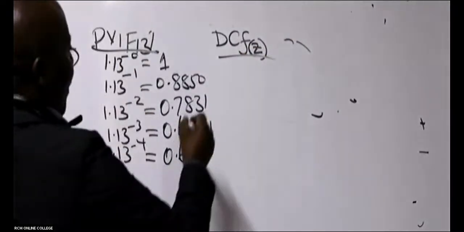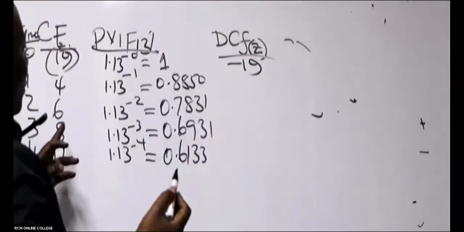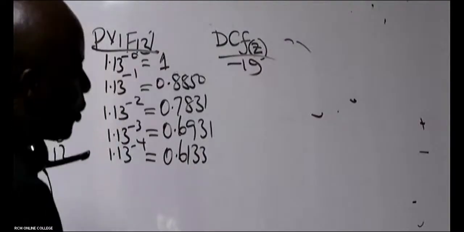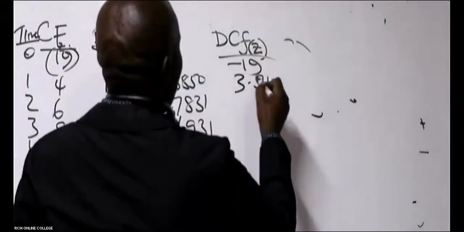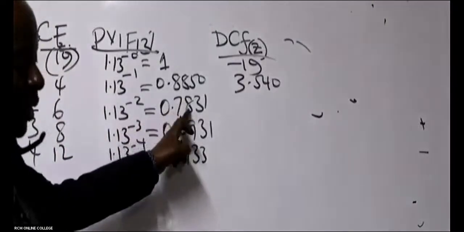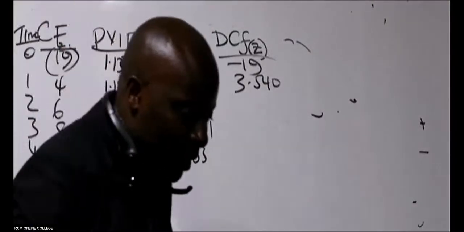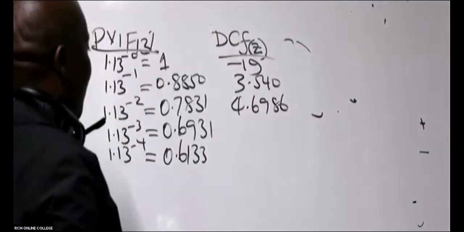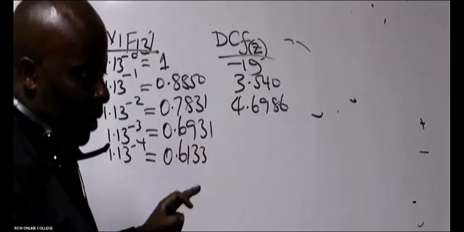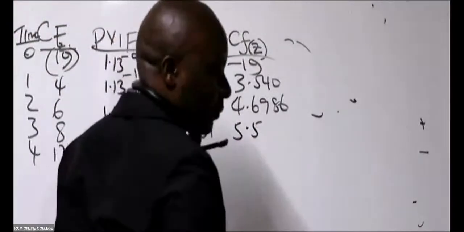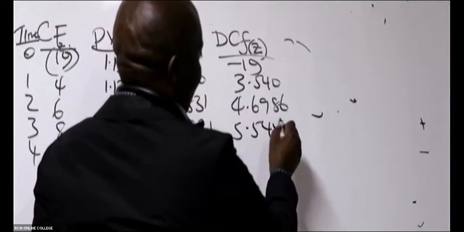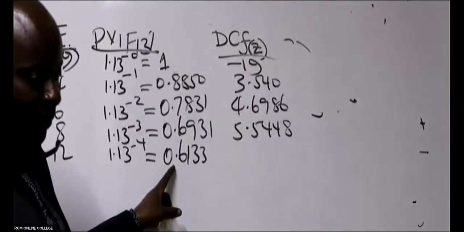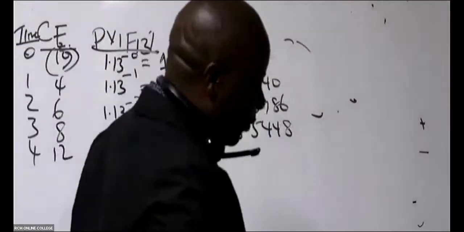So this will be negative 19. 4 times this 8850 gives 3.540. Then we have 6 times this, 4.6986. Then we have 8 times 0.6931. Then we have 12 times this, 7.3596.